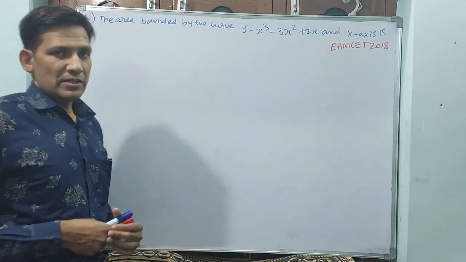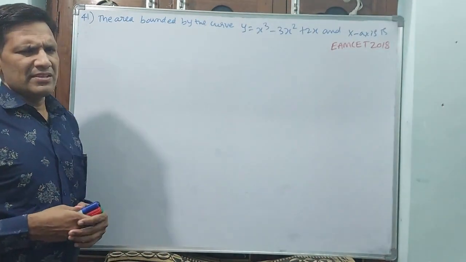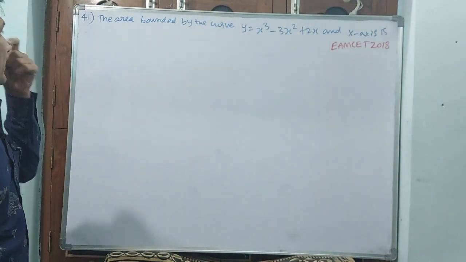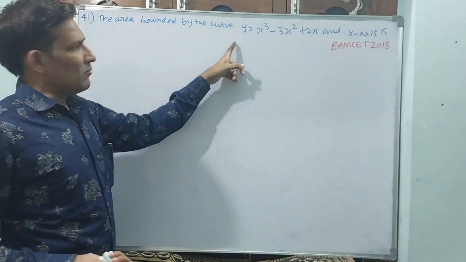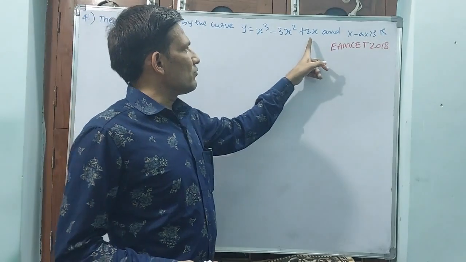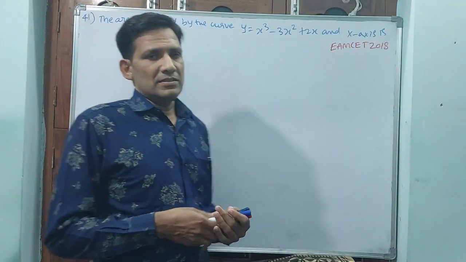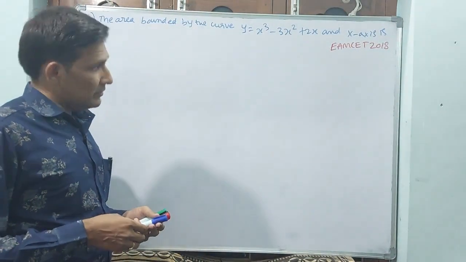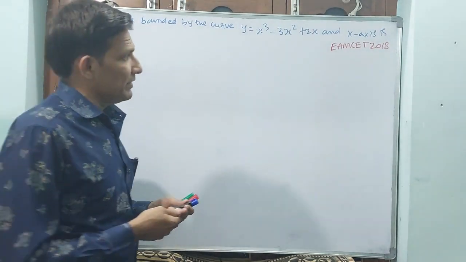See, this question was asked in MSET 2018. We are dealing with areas only, definite integral. The area bounded by the curve y is equal to x cube minus 3x square plus 2x and the x-axis is... See, one curve is there. I am drawing the figure. First you understand the figure.